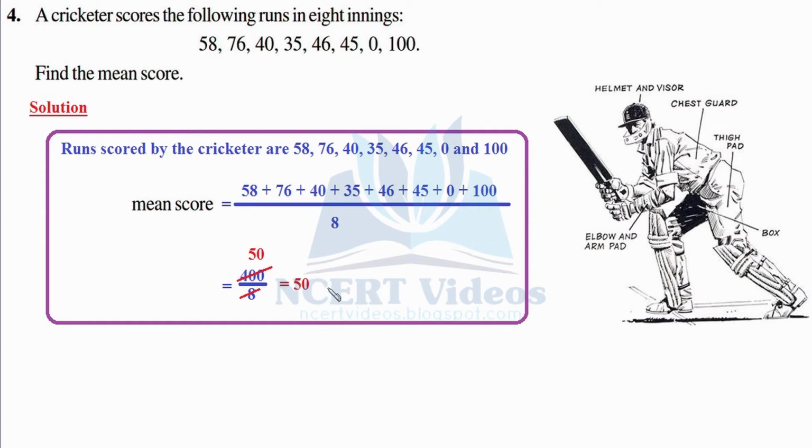What does it mean? It means on average he scored 50 in each match, if you divide all these numbers equally into 8 parts. This is the whole concept of average, the mean score. So this is your fourth part.